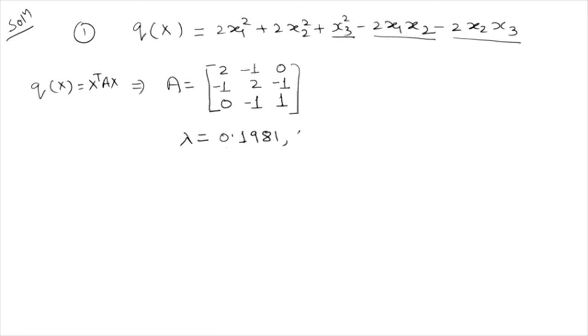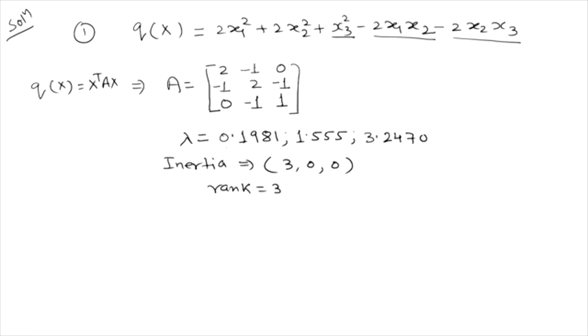Now, if I see the eigenvalues of this matrix, they come out to be 0.1981, 1.555 and 3.2470. So, here if I calculate the inertia of this, the inertia will be 3, 0, 0. Here rank is 3, index is 3, and signature is again 3.